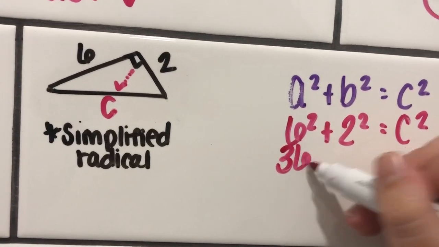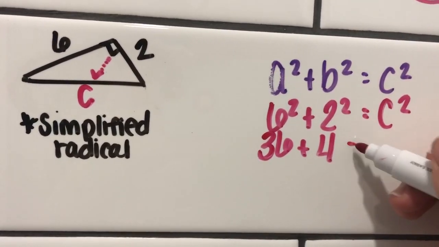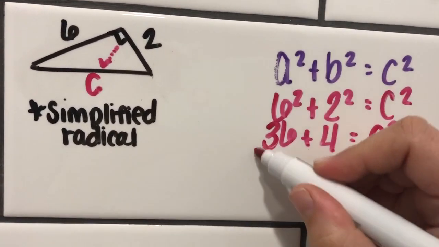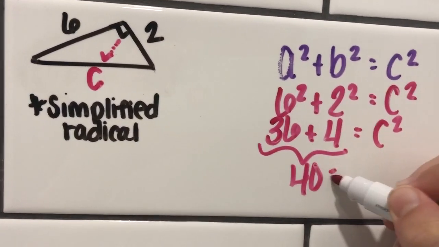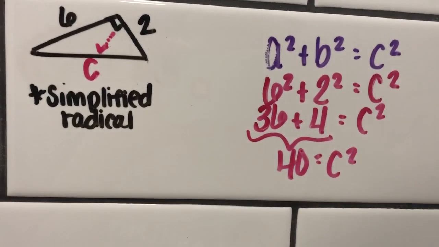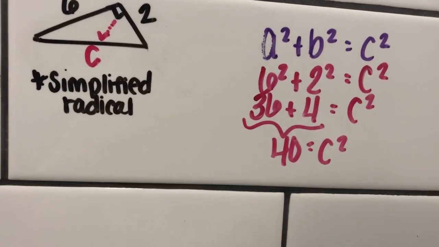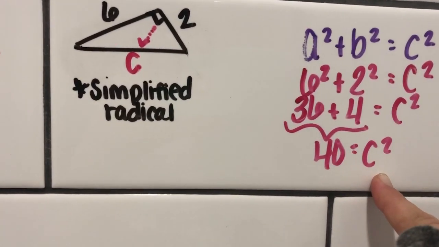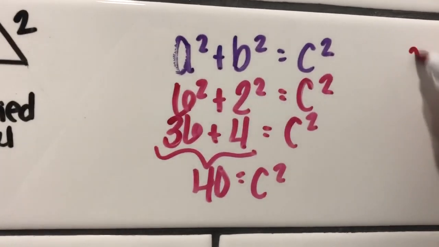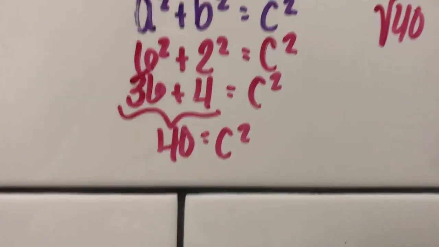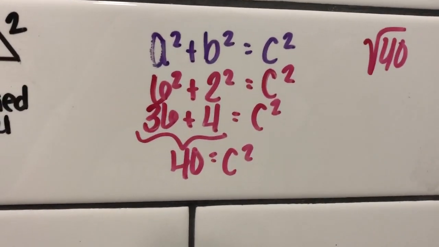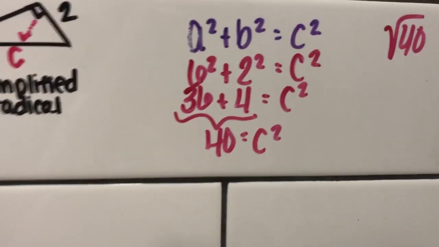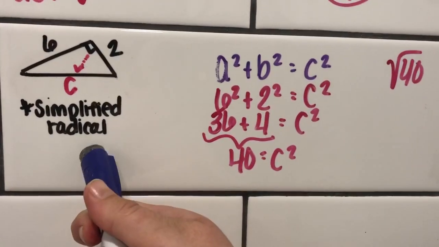6 squared is 36, 2 squared is 4, and that equals c squared. When I add these together, I get 40 as c squared. Now that is not my hypotenuse. I'm not done yet. I need that variable completely by itself, so I need to undo it with a square root. So I'm left with the square root of 40 here. Now sometimes you're able to just type that in your calculator and you'll get a decimal answer that you can round, but here the directions ask me to give my answer as a simplified radical.